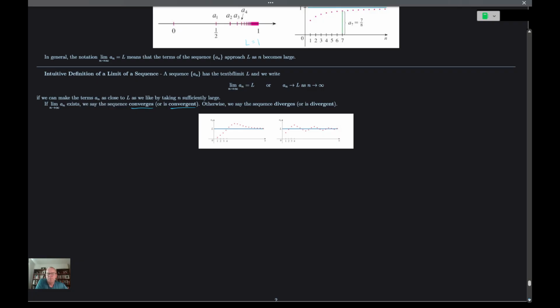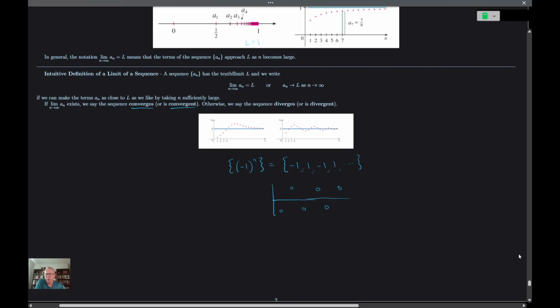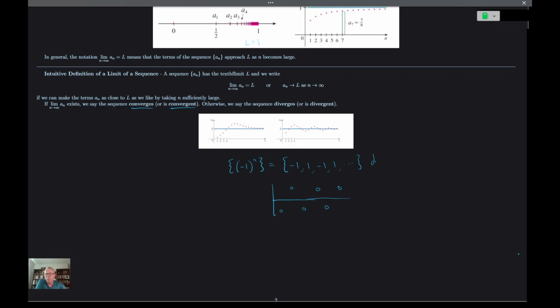Then there are a couple of different ways you can diverge. So one very famous sequence is just (-1)^n. And so what does this sequence look like? If we start at 1, go to infinity, it would just be -1, 1, -1, 1, and so on. So if we plot that, we have -1, 1, -1, 1, -1, 1. And so we're never getting close to any particular number. So this would be a divergent sequence. So we say this one diverges.